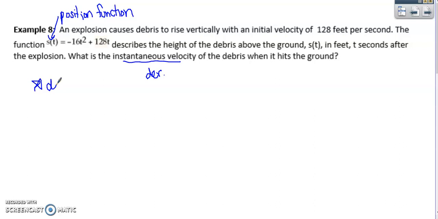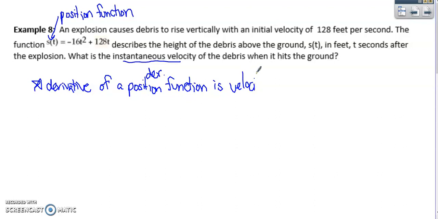The derivative of a position function is velocity. You learn in calculus, you'll talk about the fact that if you take the derivative of a position, think of like a height function, it gives you the velocity, which is kind of cool. And then you can take the derivative of velocity, you get acceleration. It's all kind of exciting.